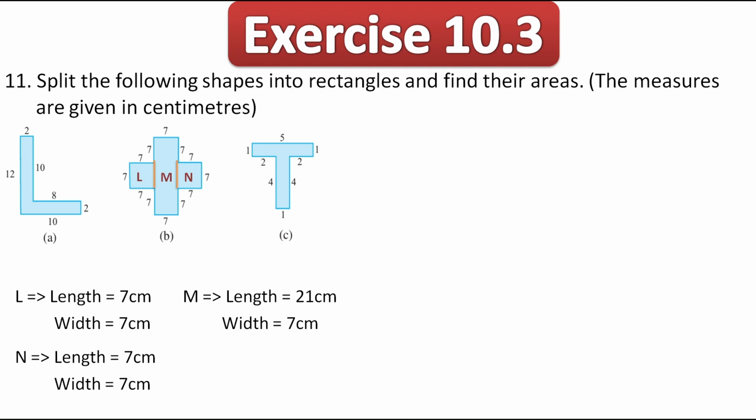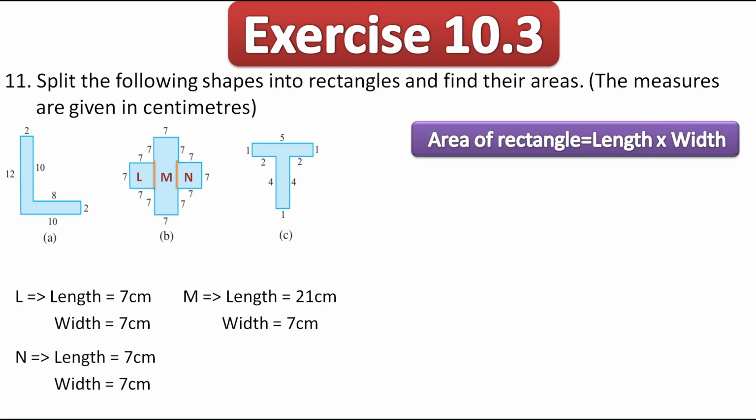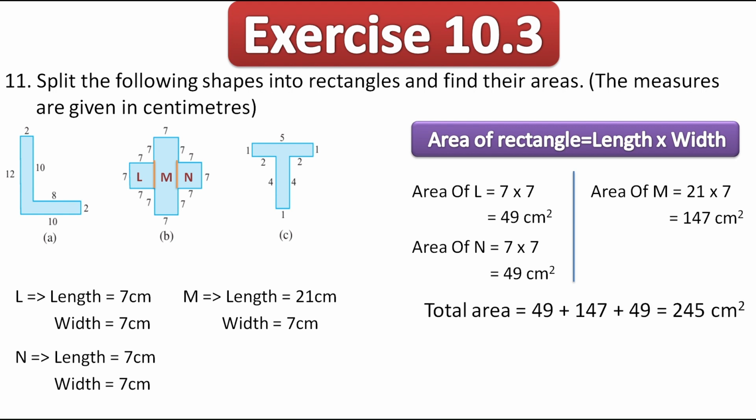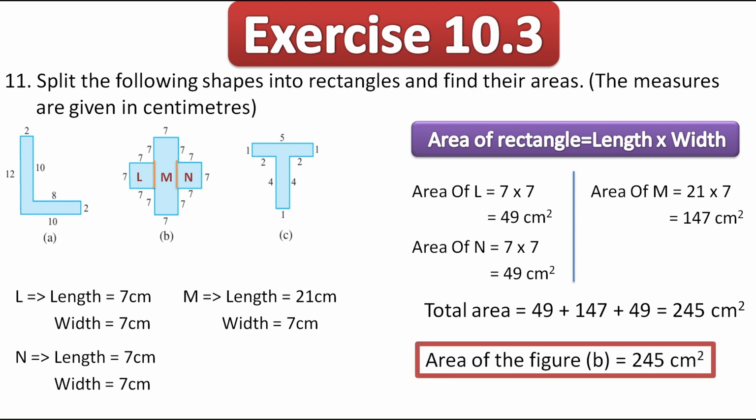So let's find the area of the rectangles. First L. It is equal to 7 into 7 gives you 49 centimeters square, and area of M is equal to 21 into 7 is equal to 147 centimeters square, and area of N is equal to 7 into 7, which is equal to 49 centimeters square. So total area is 49 plus 147 plus 49 is equal to 245 centimeters square. Therefore, the area of the figure B is 245 centimeters square.